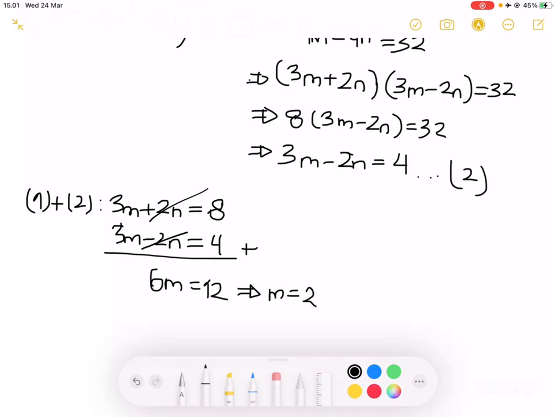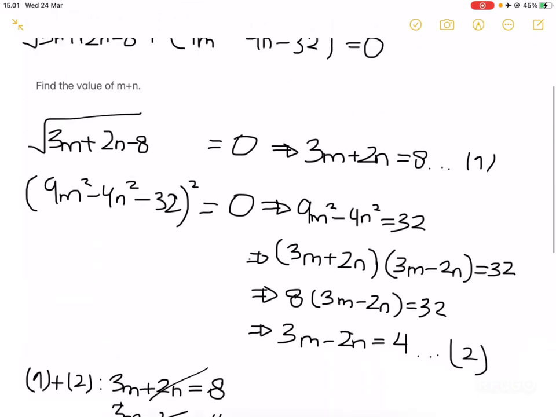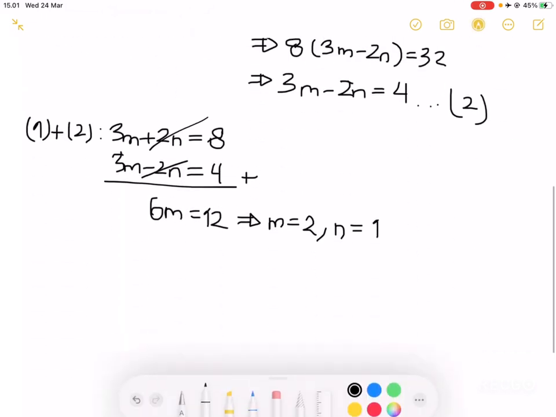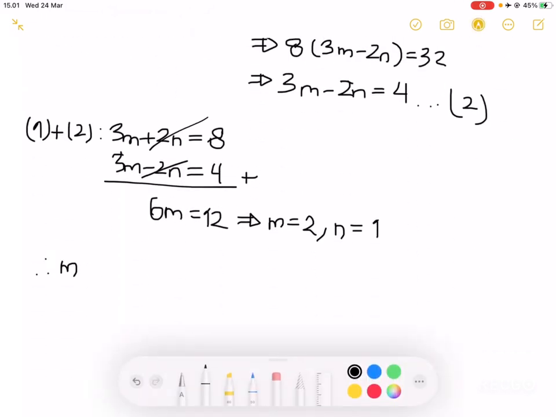Afterwards, you can just substitute m into one of these equations, and what you get is that n will be equal to 1. So what is the question asking us? The value of m plus n, and therefore m plus n will be equal to 2 plus 1, which is 3. That is the final answer.